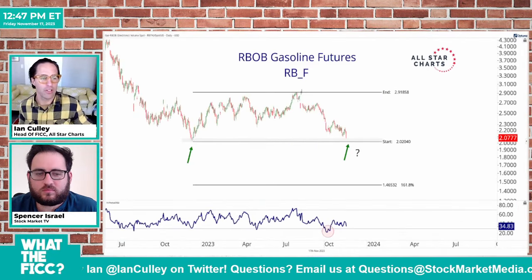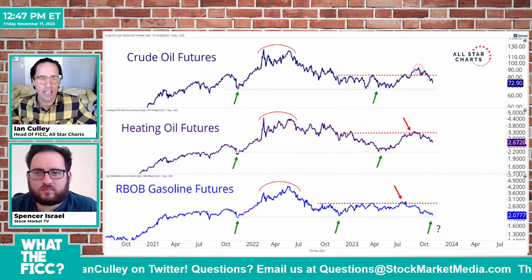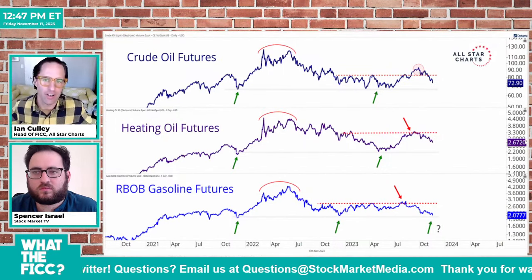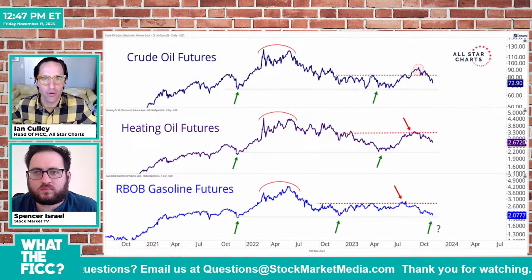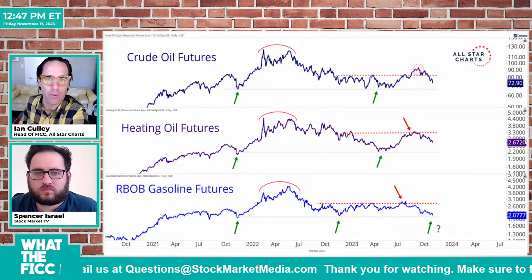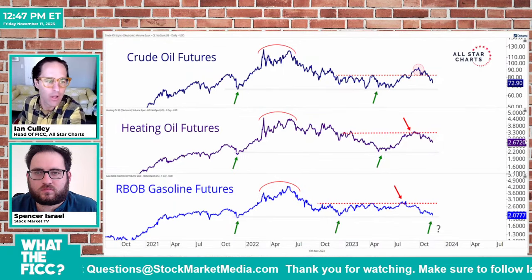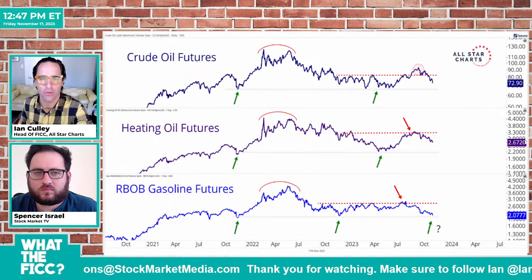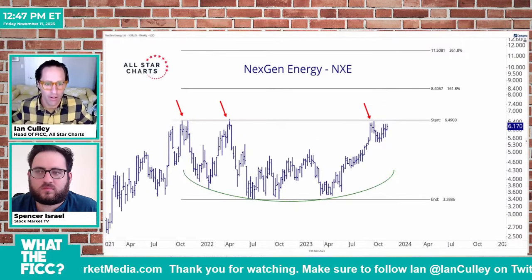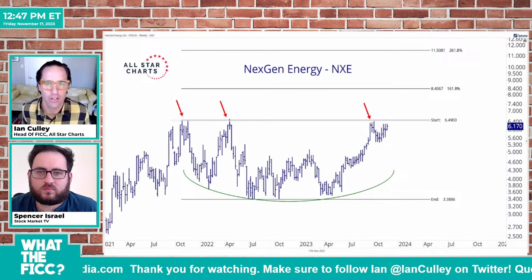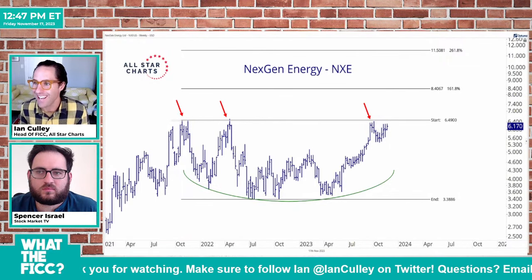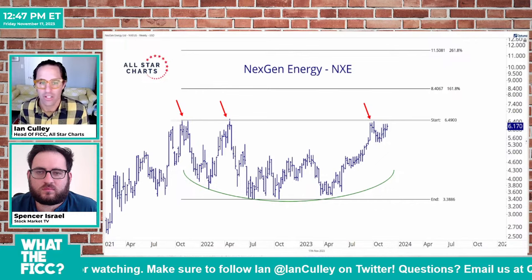So with energy, with crude oil, heating oil, gasoline hanging in there, it's just giving them the benefit of the doubt. They're doing their best. Not the greatest opportunities right now doesn't mean there aren't excellent opportunities within energy. There are still pockets of strength, like next gen energy, like uranium. Next gen's working its way higher today. It's at 640 right now.